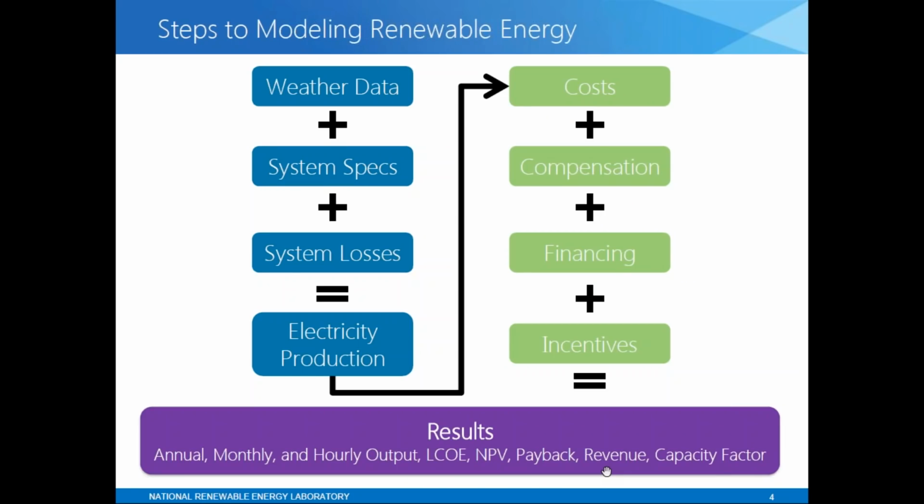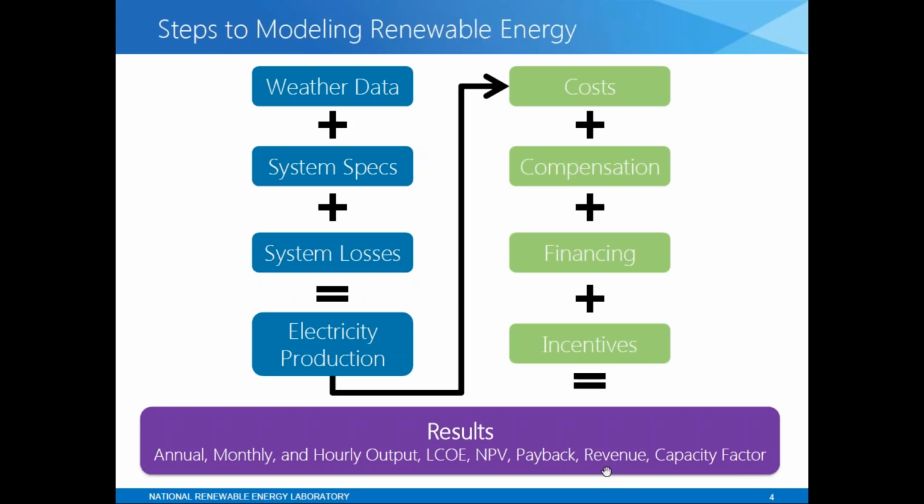As we move forward, what are the basic steps that you go through? What are the basic inputs that you need for SAM? On the left here, you see a series of inputs that you need to generate the electricity production of the SAM model. So weather data, and Anthony's going to talk more about what weather data we have available, but for a solar system, a wind system, biomass system, etc., you need some kind of resource data.